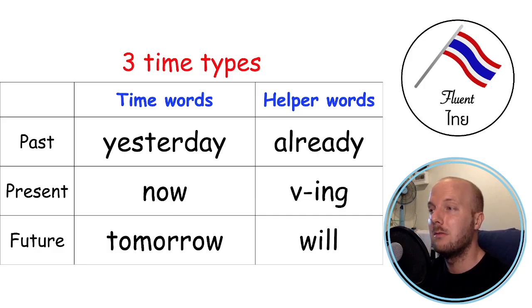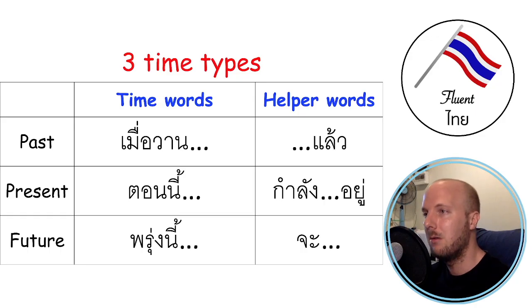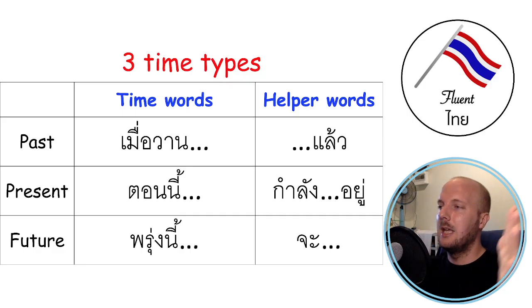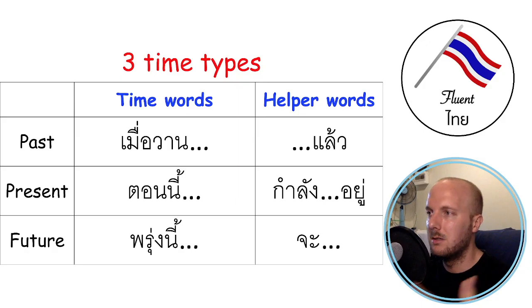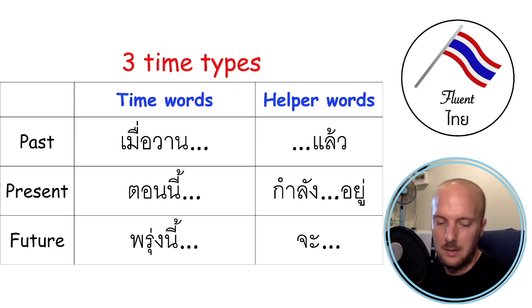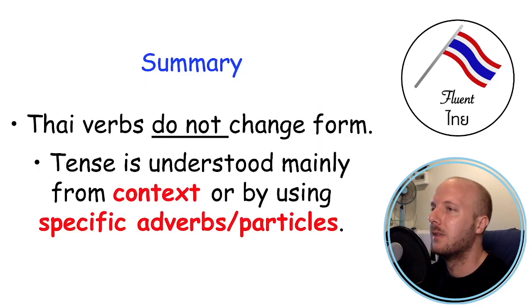Alright, so let's review. Yesterday already, now verb ing, tomorrow will, that's what you've just learned. เมื่อวาน แล้ว, ตอนนี้ กำลัง อยู่, พรุ่งนี้ จะ. Essentially, this is all you need to get by in most daily life situations when talking about time, whether it's past, present or future. This is essentially it. So make a note of this, stick it up on your wall somewhere because it's all you need. For the most part, it's all you need.